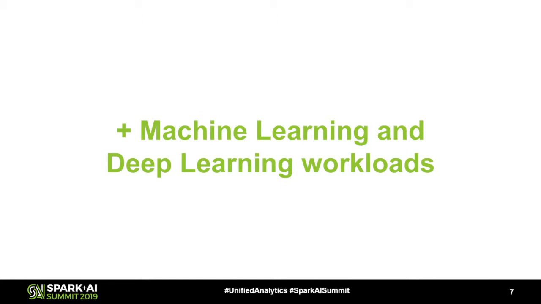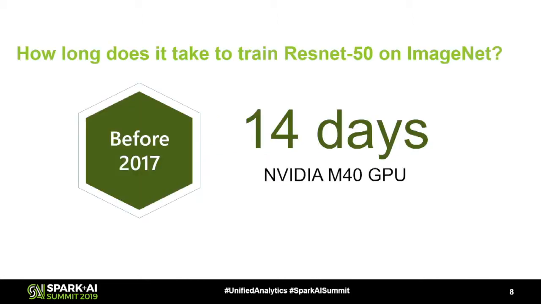So if you look at this, machine learning workload, big data workload, and deep learning workload, if you want to mesh them together in the same infrastructure, there are several considerations. And we're going to get to this in the talk. But before we get to that, if you look at before 2017, how long does it take to train a ResNet 50 on the Imagenet dataset? It took about 14 days. That was before 2017.